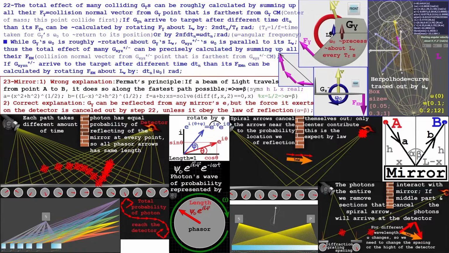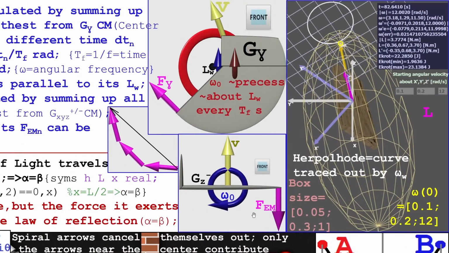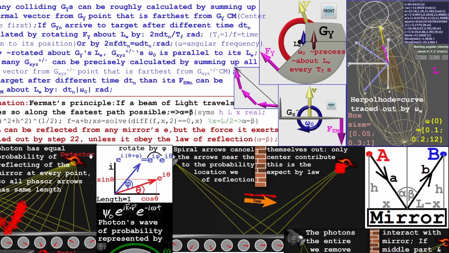Because the photon tangential velocity is much greater than its translational velocity, and because its angular velocity approximately rotates about its angular momentum, there will be a point on the photon that always hits the target first. The normal at this point dictates the photon exerted force direction on the target. The total effect of many colliding photons can be roughly calculated by summing up all these exerted force directions.